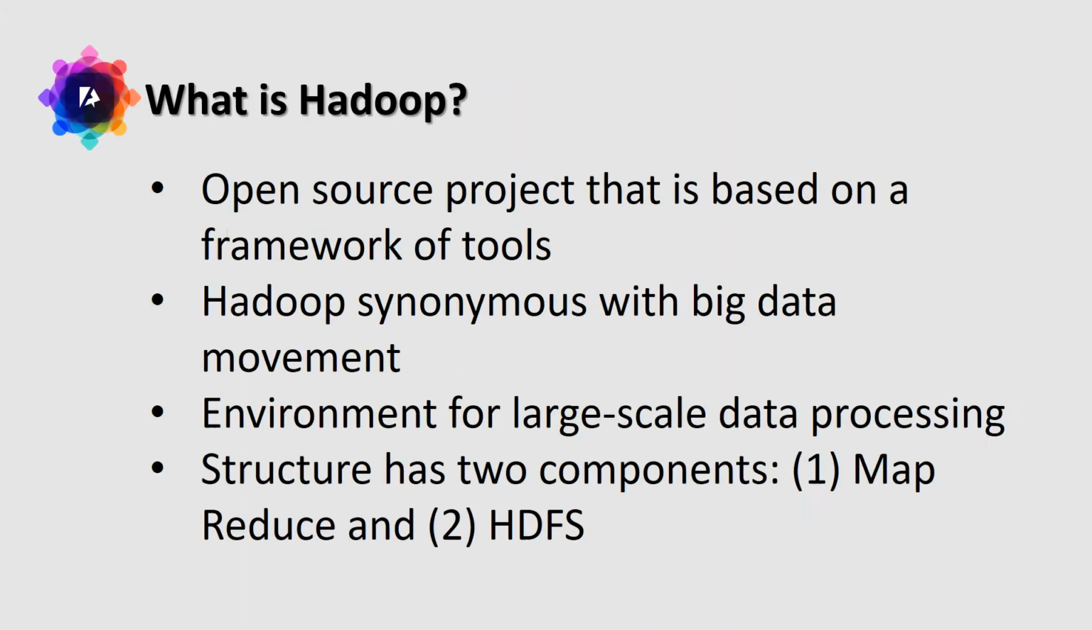Hadoop is an open source project that allows users to store, process, and model unlimited data. It uses clusters of low-cost servers to work with large data sets and is infinitely scalable. Hadoop became synonymous with the big data movement early on. Hadoop is best described as a framework of tools that provides an environment for large-scale parallel processing. Its structure has two components: one, MapReduce, and two, HDFS, or the Hadoop Distributed File System.